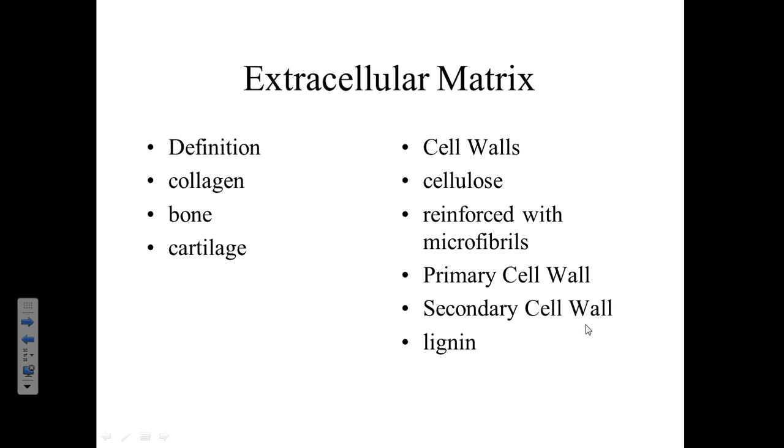What are cell walls in things like fungi made out of? Chitin, a different sugar. What about bacteria? What are bacterial cell walls made of? Yep, protein, peptido, and glycan, sugar. All examples of extracellular matrix.